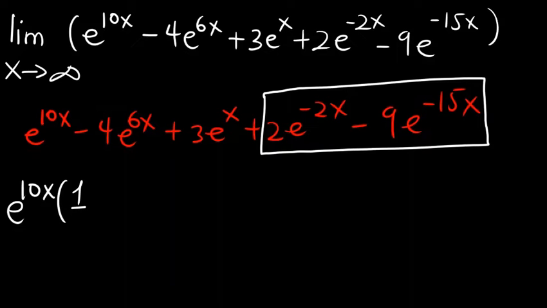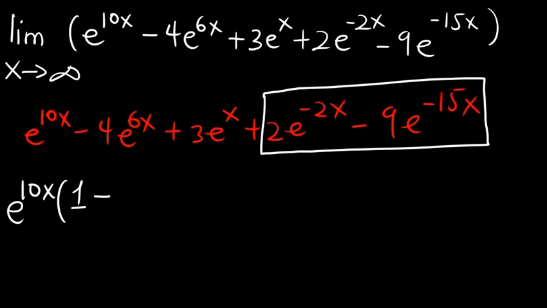That's what we are doing. First of all, we will have e to the power 10x divided by e to the power 10x. That's why we have 1 here. So that's how come you got the 1. You factor out the e to the power 10x and then you have 1 in the bracket.